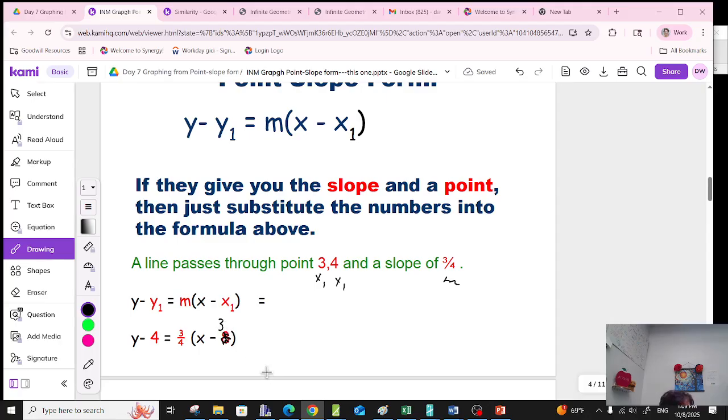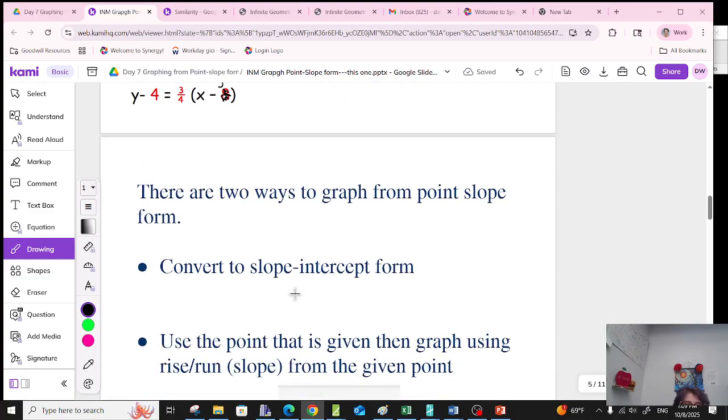We good? Okay. Two ways to graph from point slope form.